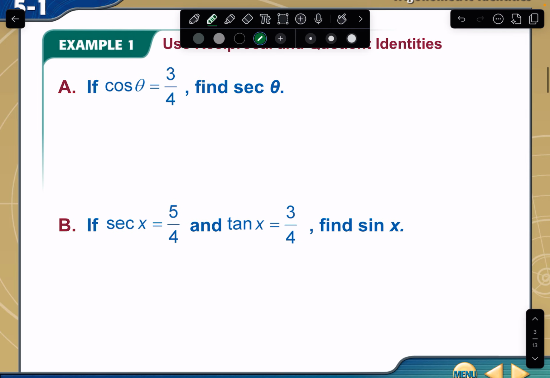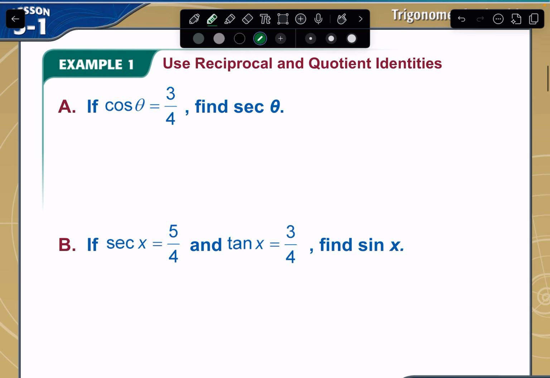So getting into what this looks like, and how you're going to use these is going to depend on what you're given, what the question's actually asking you to do. For example 1, these are using reciprocal and quotient identities. For your very first one, it says cosine is equal to 3/4 and asks you to find cosecant.